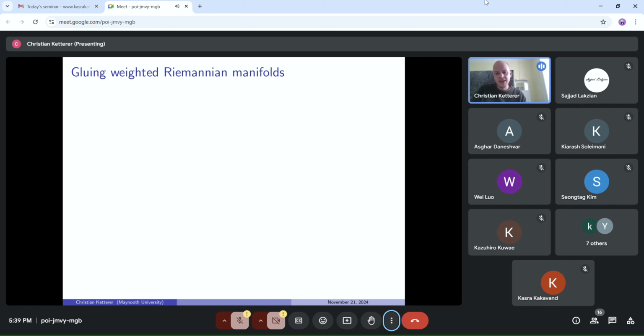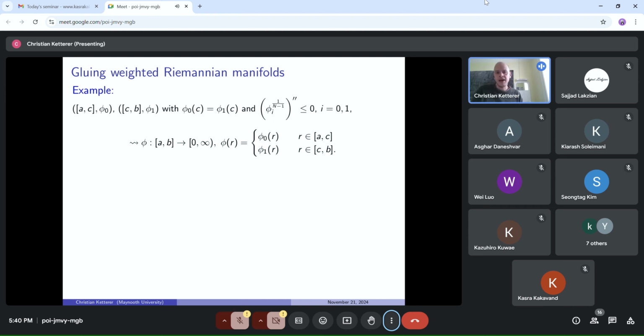So for that, let me first give you an example. An example here would be that we have two intervals with a weight that we want to glue together at one point. And we assume that these weights satisfy this differential inequality, which means that the Bakry Emery n-Ricci tensor is non-negative. And then we can glue these two intervals together at their common point C, and we can also build a weight on this new interval AB.